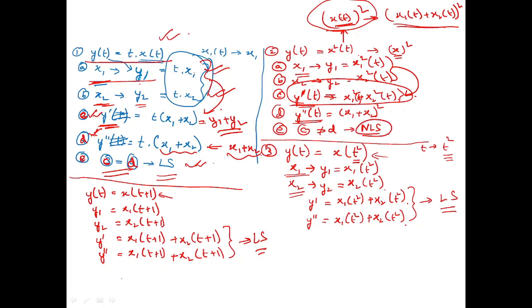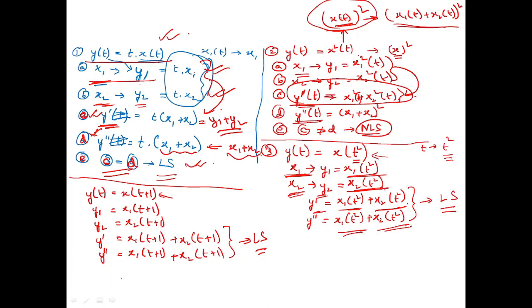Similarly, if you take y(t) equals x(t square), this is very interesting to see. For x1 we get x1(t square), for x2 it is x2(t square). So y' is x1(t square) plus x2(t square). Y'' also is x1(t square) plus x2(t square).